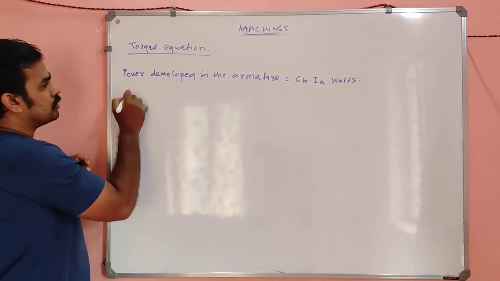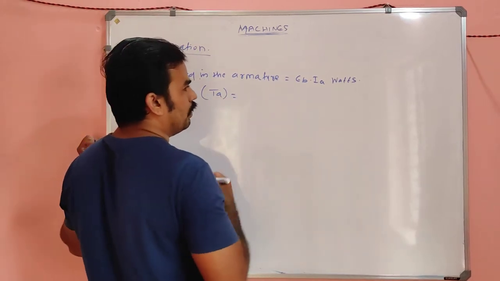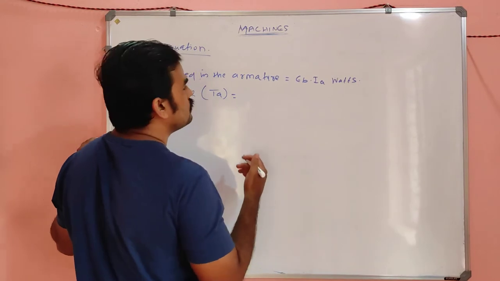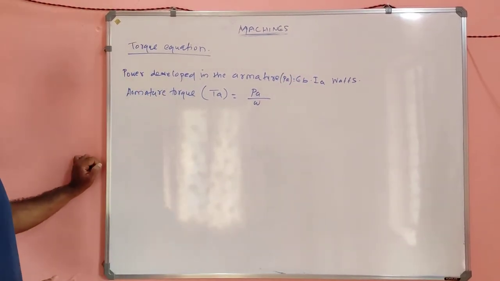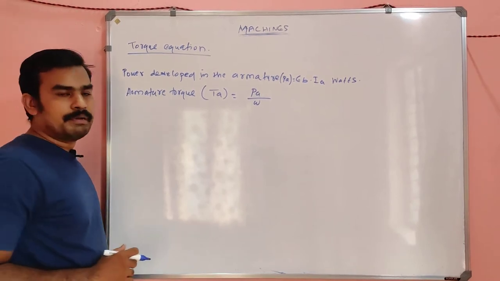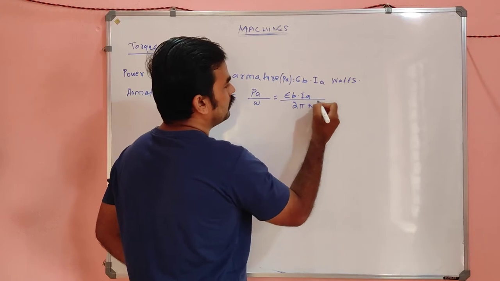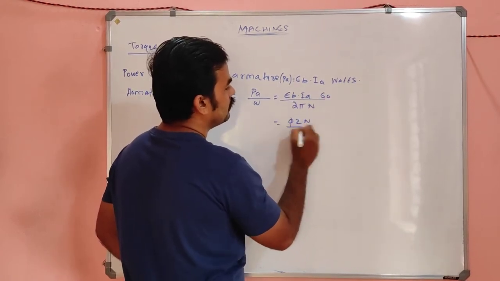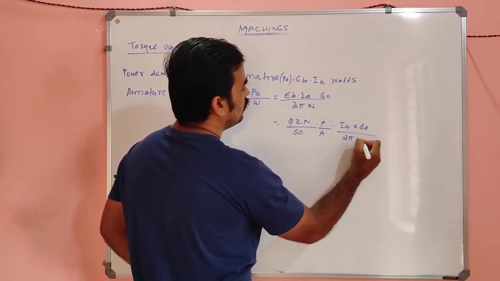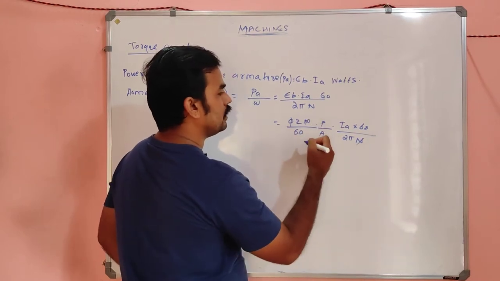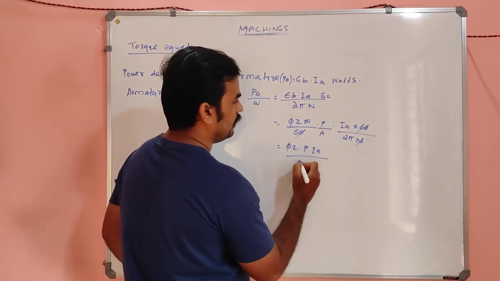And armature torque will be what, my dear? Armature torque TA will be equal to, what is the relationship between torque, power and angular velocity? It is simply PA by omega, correct? Power developed in the armature is PA, and armature torque TA will be PA by omega. It is nothing but EB into IA divided by omega, which is 2 pi N by 60. Again, EB is nothing but phi Z N by 60 into P by A, into IA into 60 divided by 2 pi N. Am I correct, my dear? So N and N get cancelled, 60 and 60 get cancelled. So it will become phi Z P IA divided by 2 pi A.